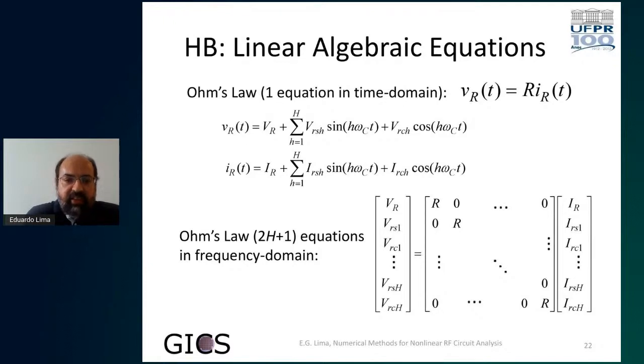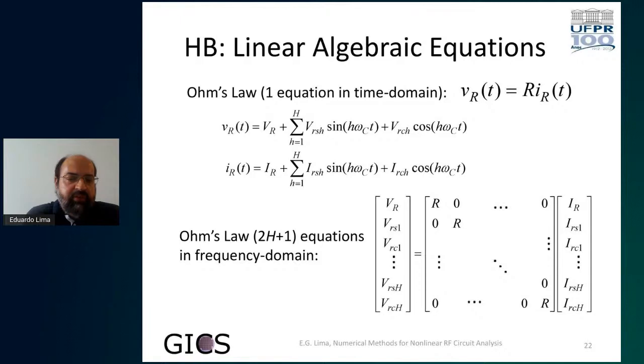In this slide, it is shown an example of how to replace one time domain linear algebraic equation into a set of 2 capital H plus 1 independent algebraic equations in the frequency domain. In a resistor, the voltage at time t is given by the product of a constant resistance R and the current at the same time t. Voltages and currents can be written as the sum of a DC constant value plus sines and cosines with constant amplitudes at fundamental and harmonics up to the order capital H.